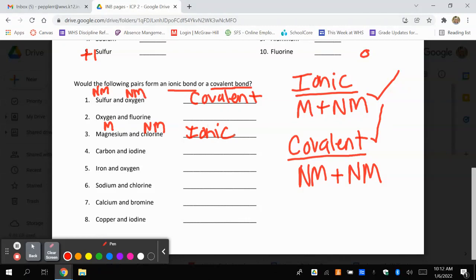So you want to go through and label each of these elements as either a metal or a nonmetal, and then determine if it's an ionic bond, if it's a metal and a nonmetal joined together, or if it's a covalent bond, if it's two nonmetals joined together.